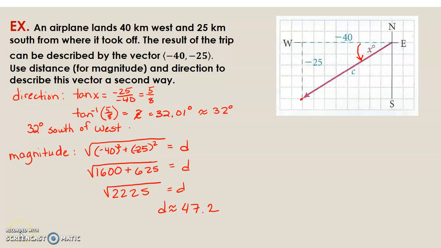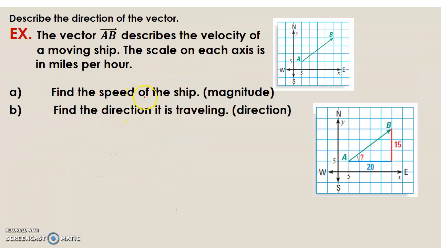Hey guys, welcome back. This is where we ended up the last one, where you found the direction, which was 32 degrees south of west, and the magnitude here, this C value, which was approximately 47.2. On the next slide, you are finding the speed of the ship, which is your magnitude, and the direction it is traveling. So you're finding this angle right here. Start from the horizontal and moves up.